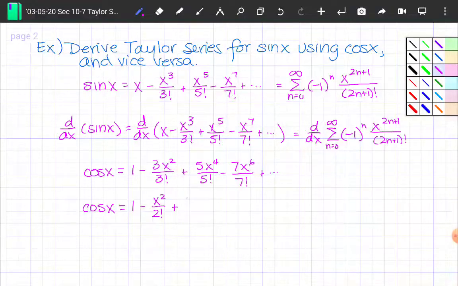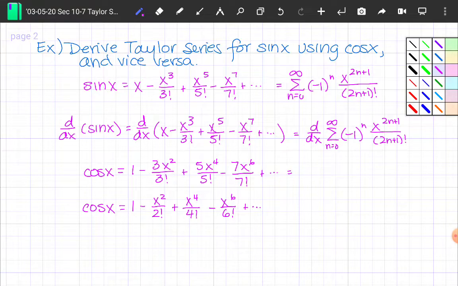And then the 5's cancel out. So I have x to the 4th over 4 factorial. And then the 7's cancel out. And I have x to the 6th over 6 factorial. And oh my gosh, it works. That's actually cosine x. So that's exciting.